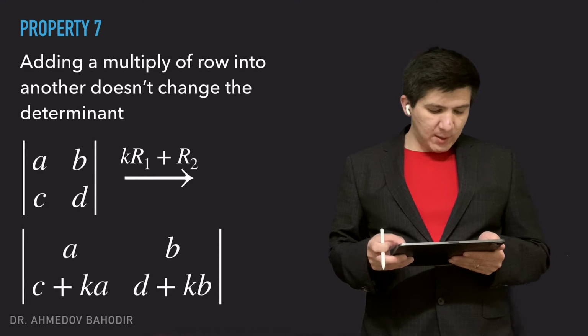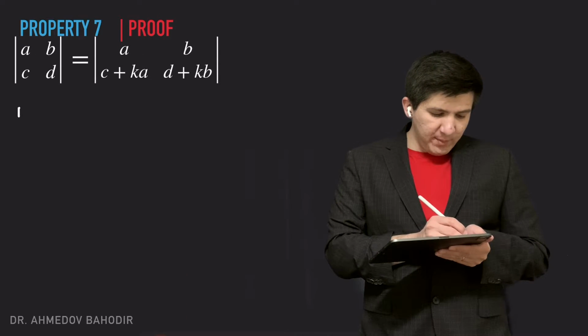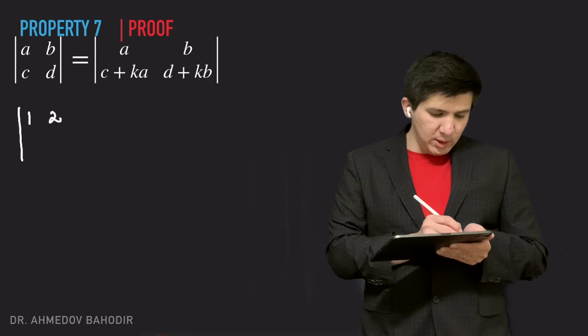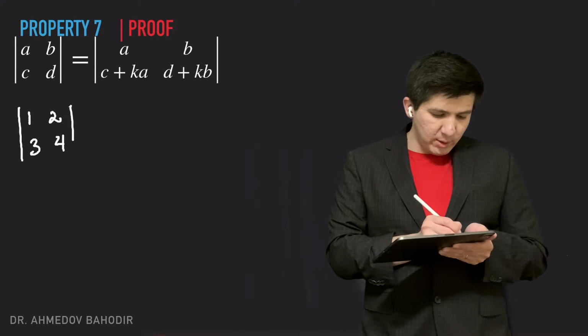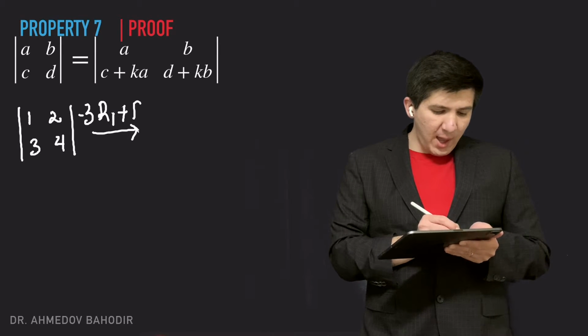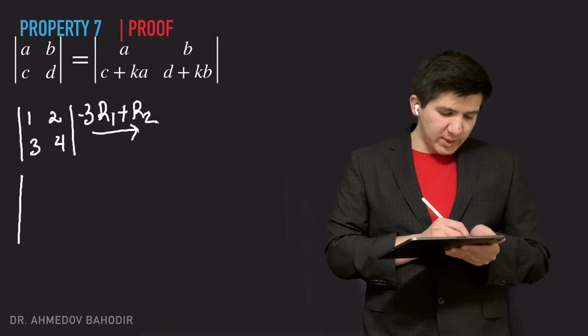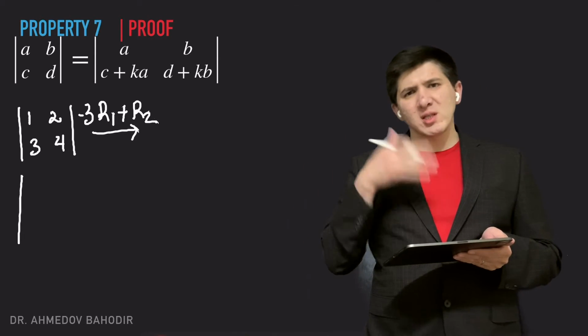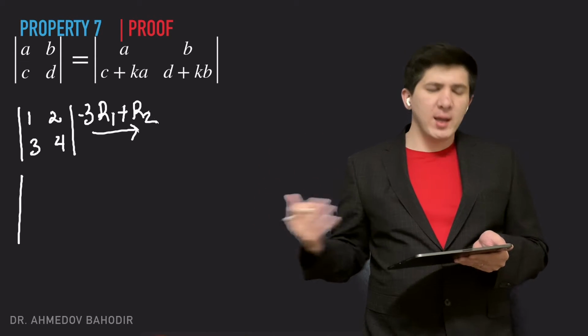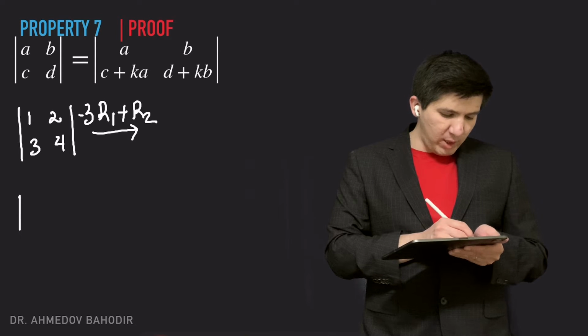So let's say you've got a matrix like 1, 2, 3, 4. Okay, so what I'm going to do is multiply the first row by -3 and add this to the second row. So what kind of matrix will I get? We're talking about the matrices, but I'm putting the determinants right away to be able to calculate them immediately.